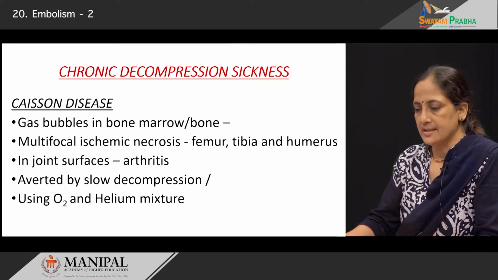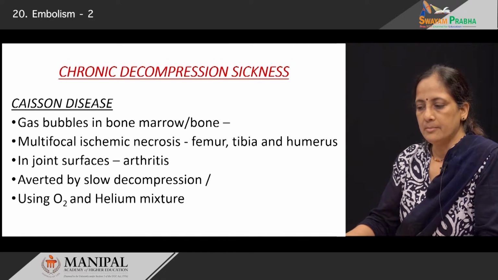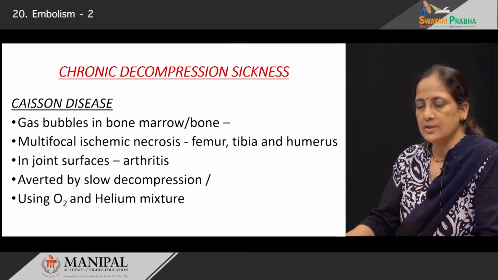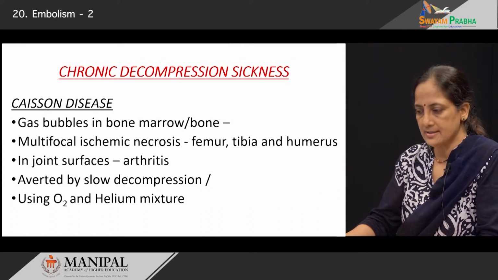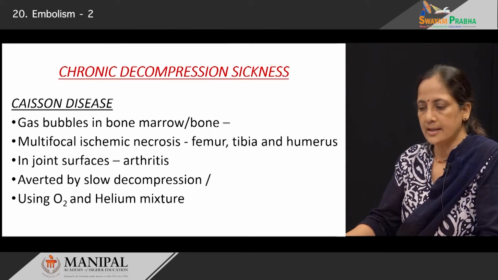Chronic decompression sickness is also referred to as Caisson's disease for the caisson chamber that is used in deep sea work. Here, many gas bubbles form within the bone marrow and in the bone vasculature. This over time results in multifocal ischemic necrosis involving the bones and joint surface. The bones involved usually are the femur, tibia and humerus. When bubbles affect the joint surface, it results in arthritis.